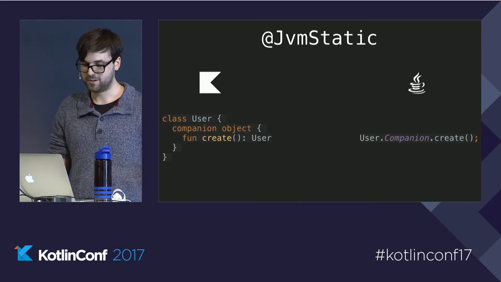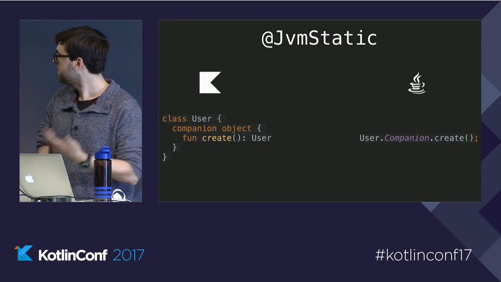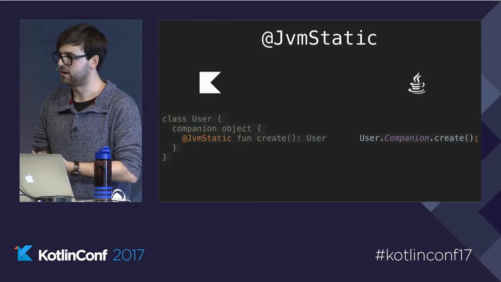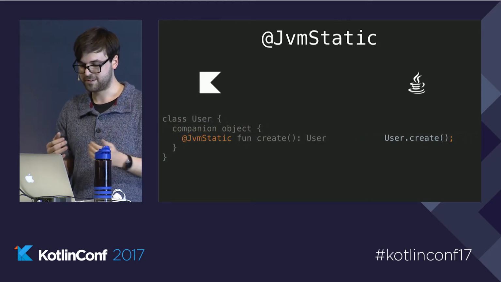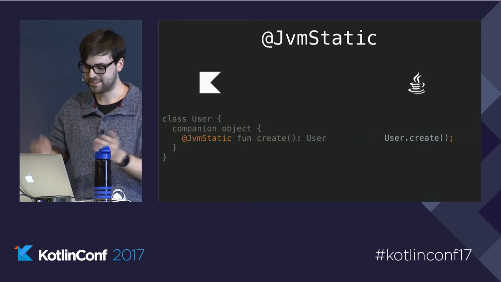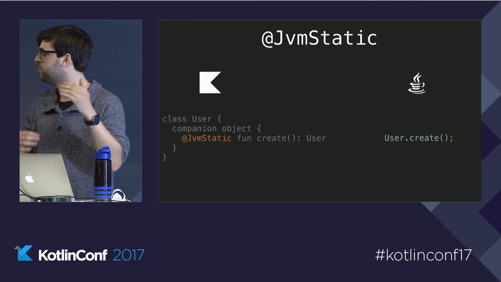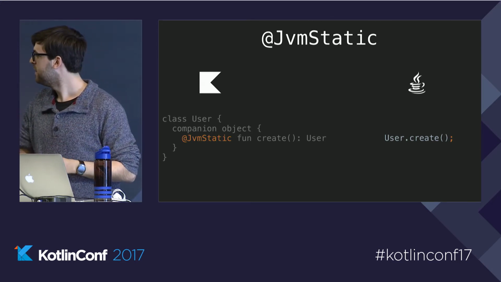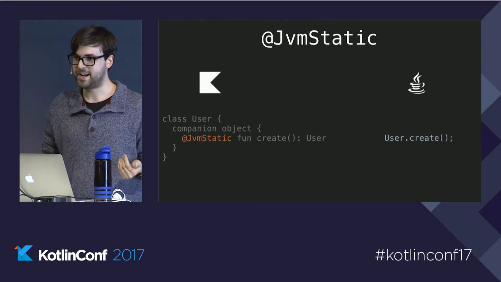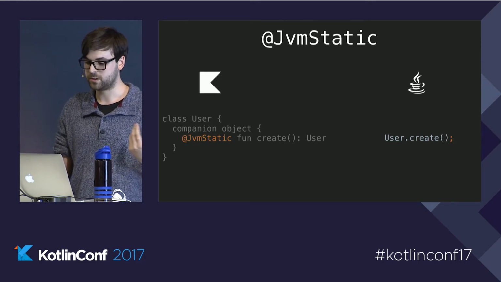So the solution, as we all know, is put JvmStatic there. That .Companion call goes away. It's just User.create. But now your Kotlin's pretty messy. I mean, this is a simple example, but you can imagine if you have a whole bunch of static functions, and they're nested like this, and they have JvmStatic, it's just a lot of noise. Maybe there's something else we can do.